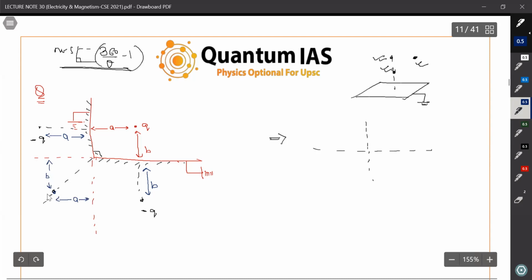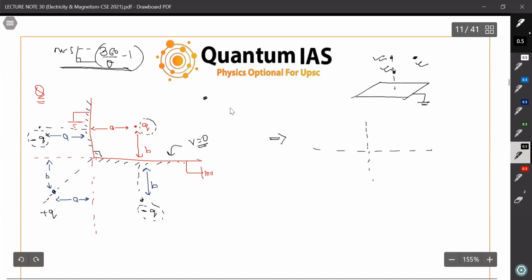Now what is the sign of this one? Again, understand, come to this point. Here we have to keep the potential at 0. So this will be balanced by this minus q. But due to this one, a potential will be there. So here we should have a plus q charge. So with this configuration, we will get the same result.